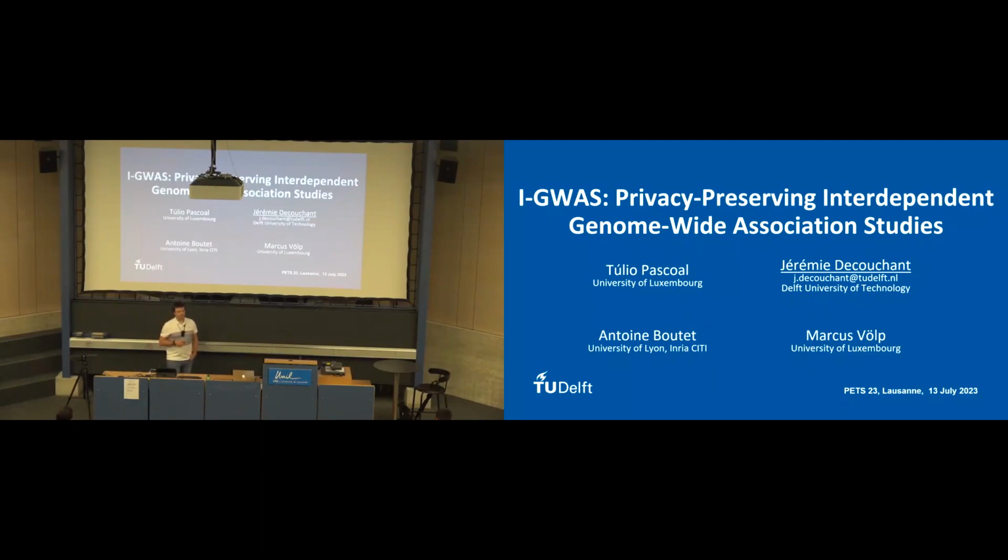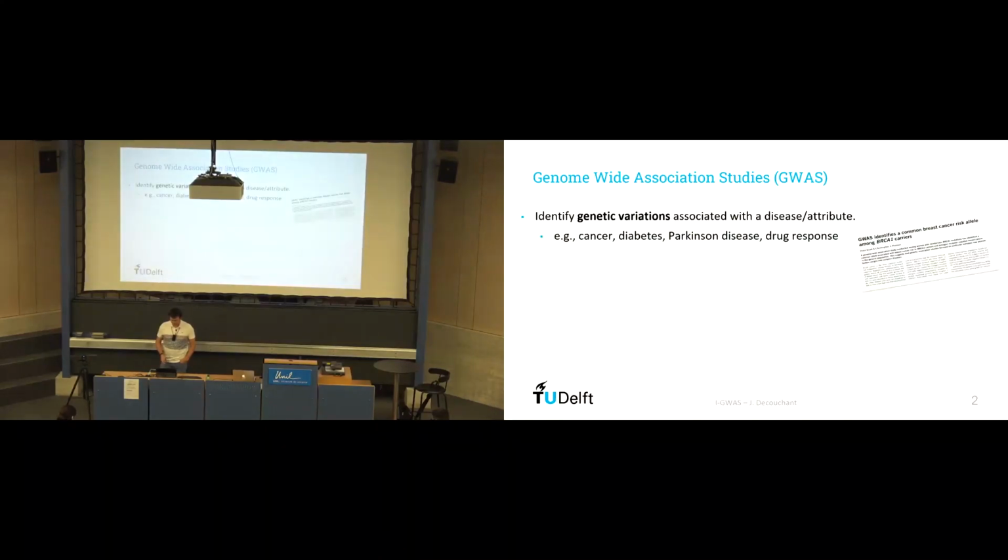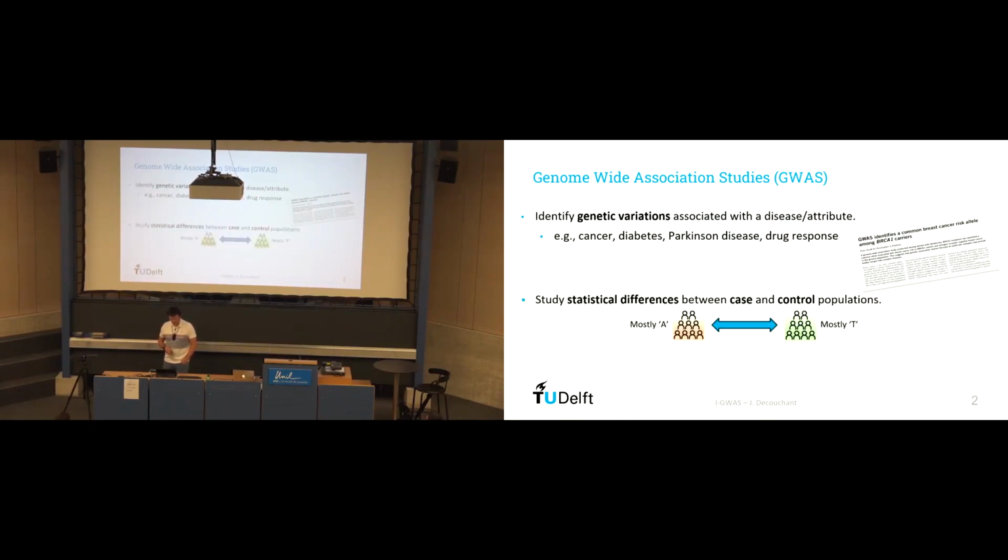In this work, we look at genome-wide association studies, and our goal is to release statistics on a set of genomes. And we want to do that in a privacy-preserving way. So genome-wide association studies, or GWAS, are studies that look at genetic variations of a set of genomes, and the goal is to identify which genomic variations are responsible for a disease or some kind of attribute. So they can be used for cancer, diabetes, Parkinson's disease, but also for medicine and drug response studies.